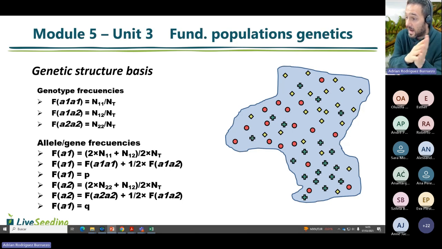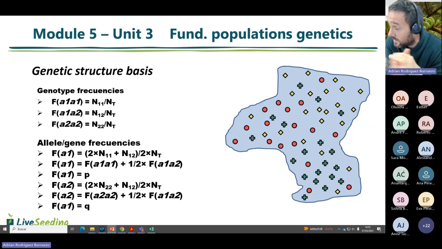And the second one are the allele or gene frequencies. Okay, I have estimated the frequencies of the genotypes. Now it's time to estimate the frequencies of the alleles or genes. I have two alleles in the population combined in three different genotypes, but I need to count the total number of alleles 1, and the total number of alleles 2, in the population, and estimate the ratio or the frequency in the total population. So we have two ways to estimate.